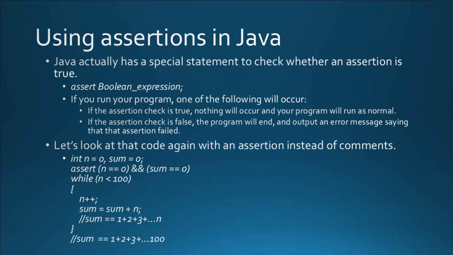Let's look at the code again now, but we're going to put an assertion in instead of comments. And you can see that the first comment line has been changed to assert, parentheses, n equals 0, and sum equals 0. Everything else is identical.